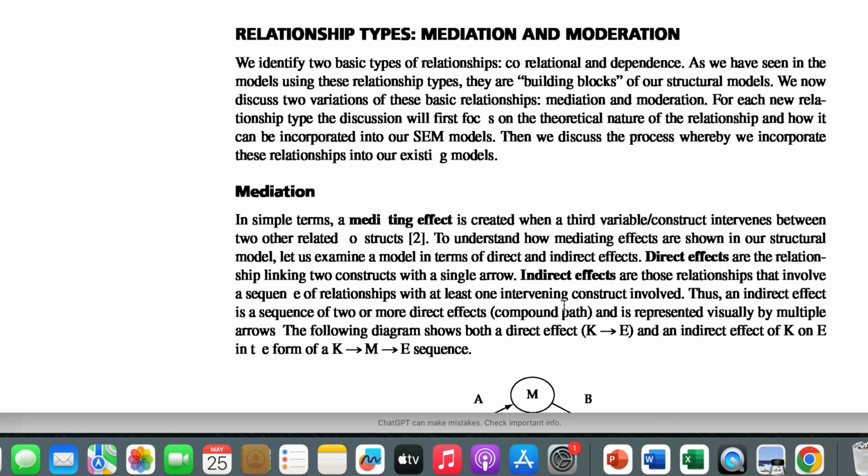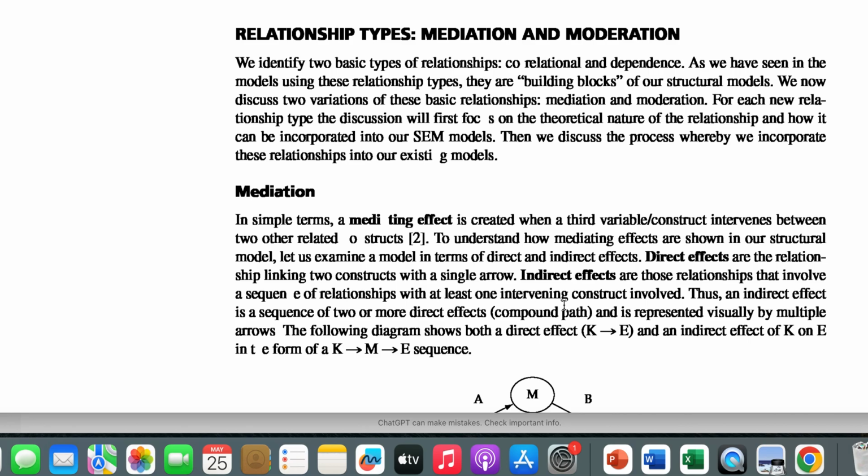For each new relationship type, our discussion will focus on the theoretical nature of the relationship and how it can be incorporated into our structural equation modeling. Then we discuss the process whereby we incorporate these relationships into our existing model.